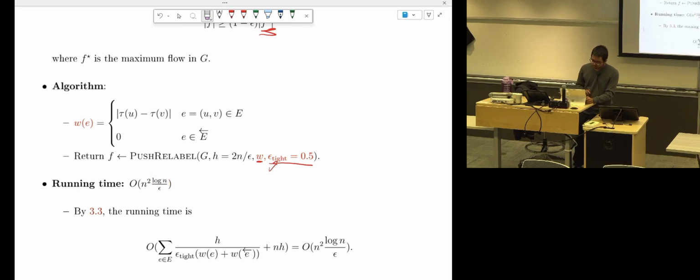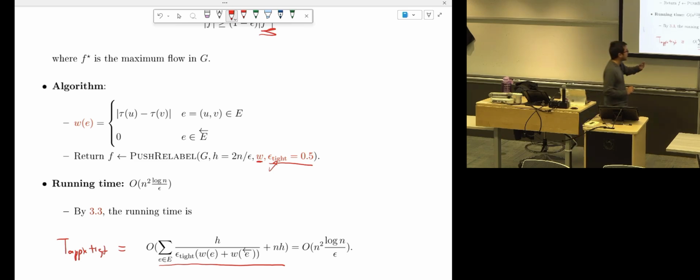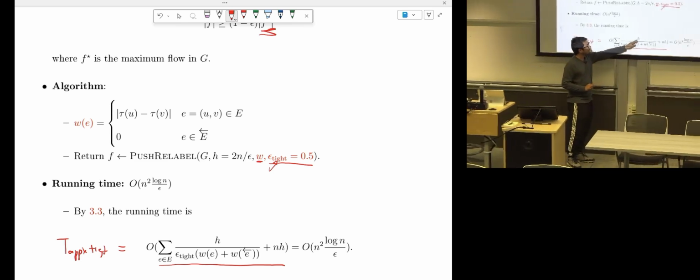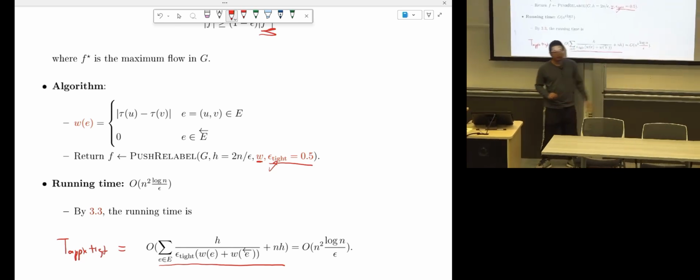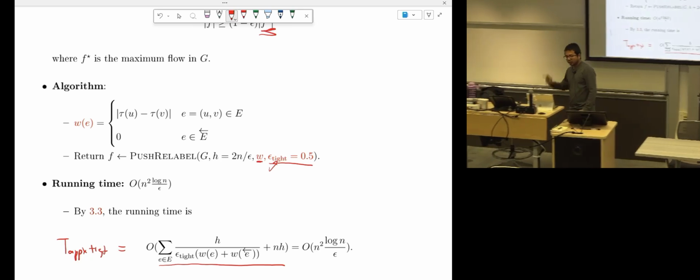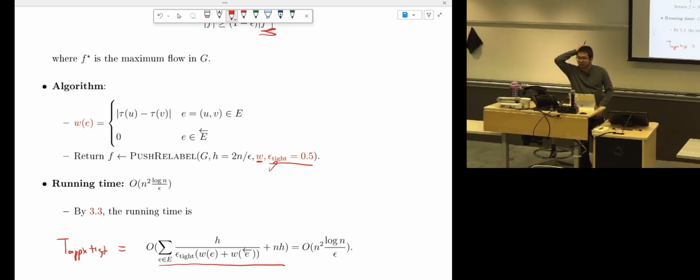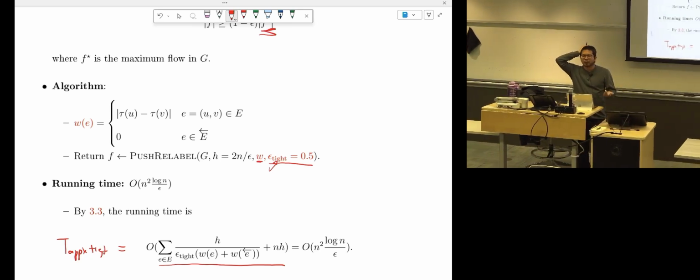Why is that? Because this is basically the time for the approximate tight edge data structure, which we showed before has this running time. Push-relabel just takes this running time. But why is this n squared log n? We saw this calculation before actually.